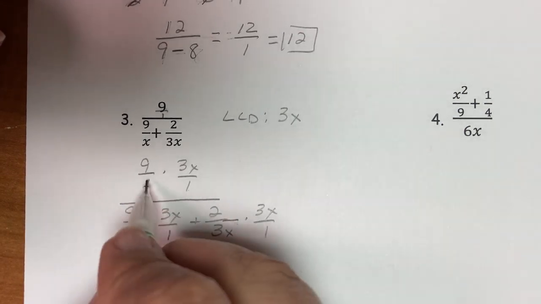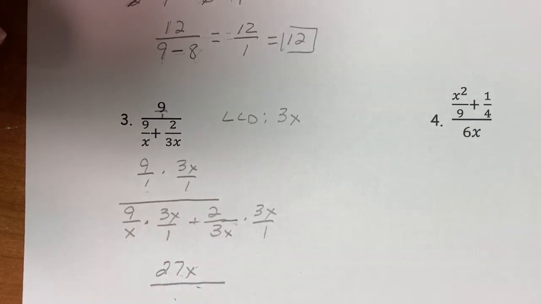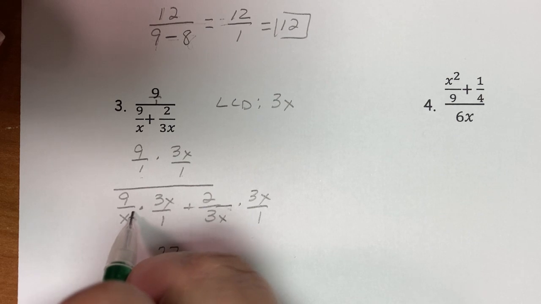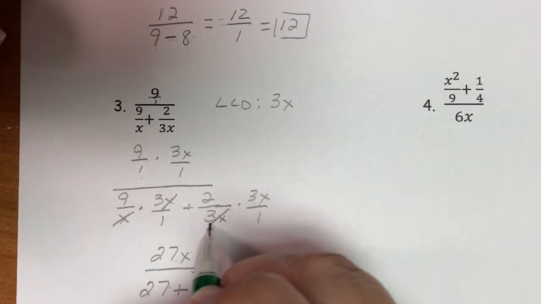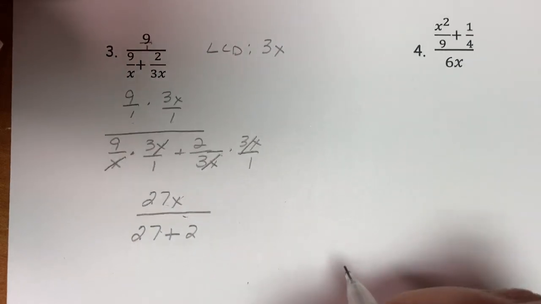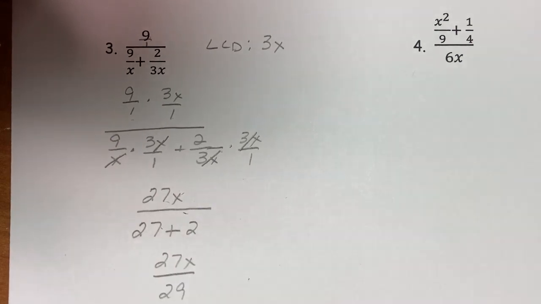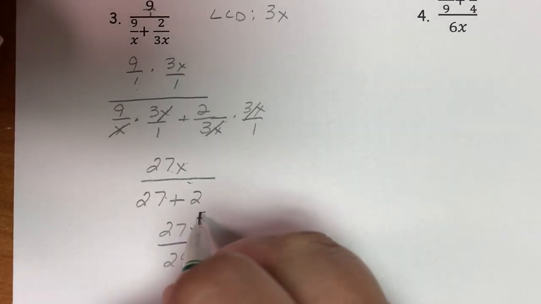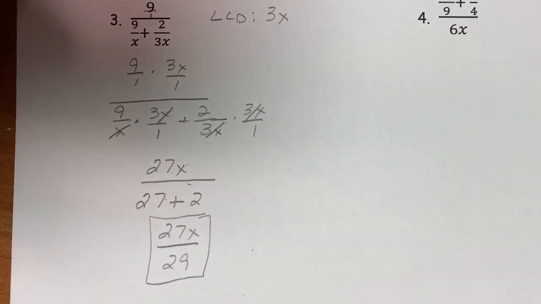So in the top, nothing cancels, and 9 times 3x is going to be 27x. Over here, the x's are going to cancel, and I'm going to be left with just 9 times 3, which is 27, plus, here the 3 and the x are going to cancel, which leaves 2 times 1, or 2. So that's going to give me 27x over 29, and that fraction does not reduce. So you're done. Hopefully you're getting the hang of it.